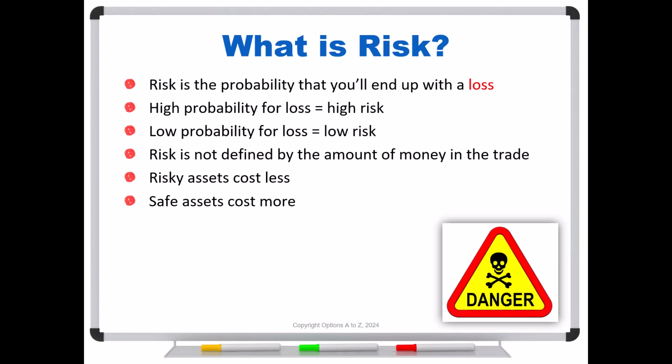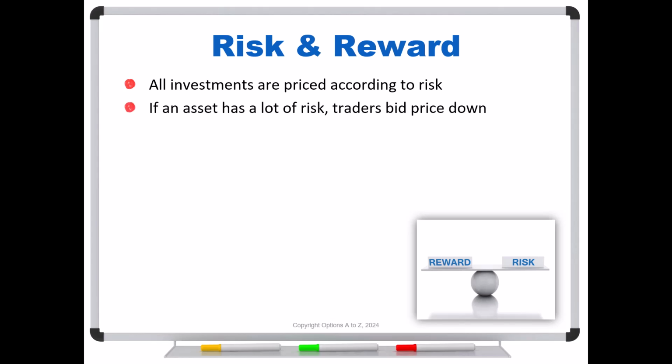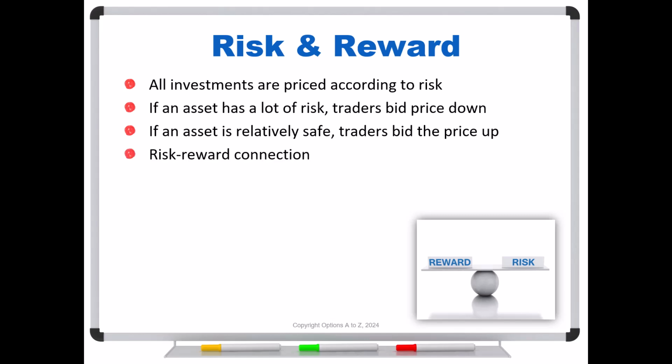Why is this? Now we have to come back to the risk reward connection. The thing to understand is that all investments are priced according to risk. If an asset has a lot of risk, traders will bid the price down or push that price lower. They're going to say, I'm not real wild about owning this. I'll buy it if I can get it for a lower price and make it worthwhile. On the other hand, if an asset is relatively safe, traders will bid the price up or push that price higher. They're willing to pay more because there's a smaller chance that they're going to end up with a loss. And this is the risk reward connection.